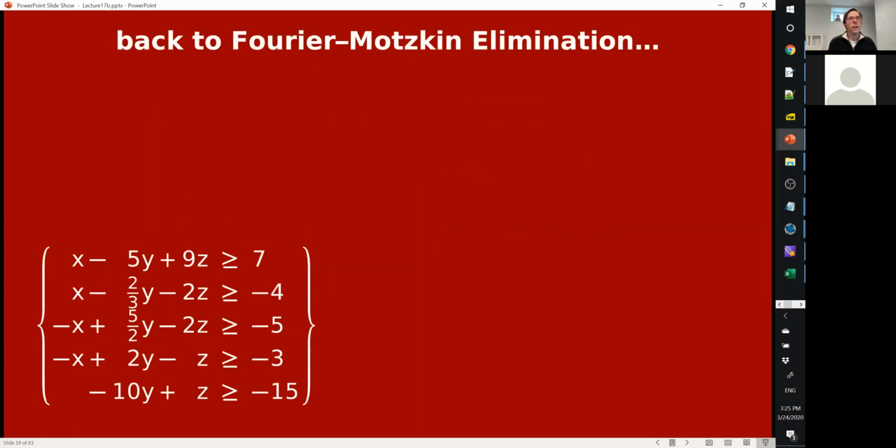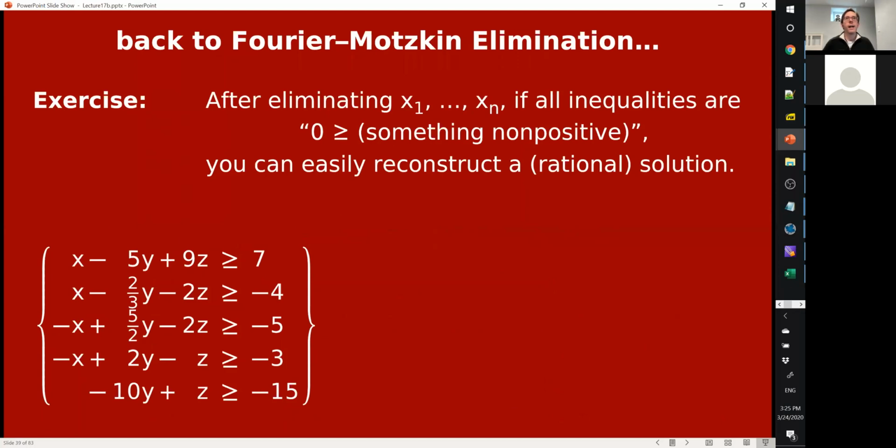Now, let's make some more observations. Let's go back to this Fourier-Motzkin elimination algorithm. Just think about it a little bit more. In fact, I told you this was a good thing to think about when you're trying to reason about what happens when the system is unsatisfiable. You'll eventually be able to make 0 greater than or equal to 1 as the linear combination.